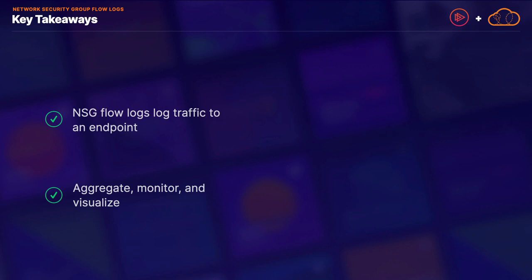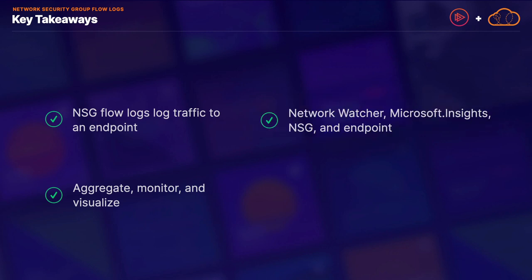We also have to understand that we have to have Network Watcher enabled in the region where our NSG lives, Microsoft.Insights registered as a provider on the subscription where the NSG lives. We have to have an NSG that has an association with a subnet or NIC boundary, and then we have to have that endpoint for monitoring. And the last thing that we need to remember is that we can extend into native and third-party toolings to help us visualize those NSG flows that we are storing to our storage accounts or log analytics workspaces.